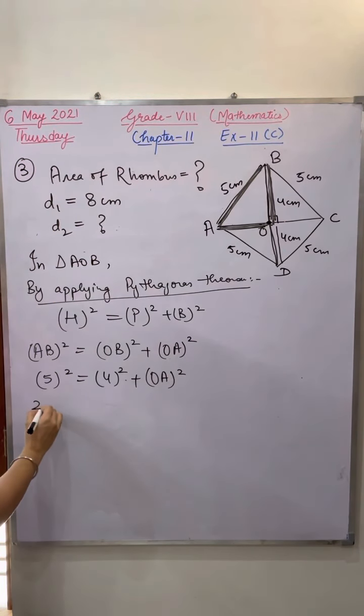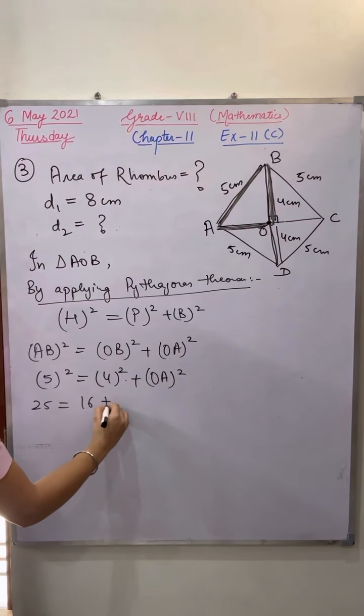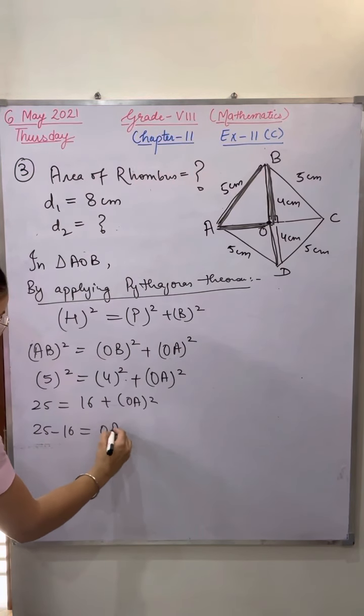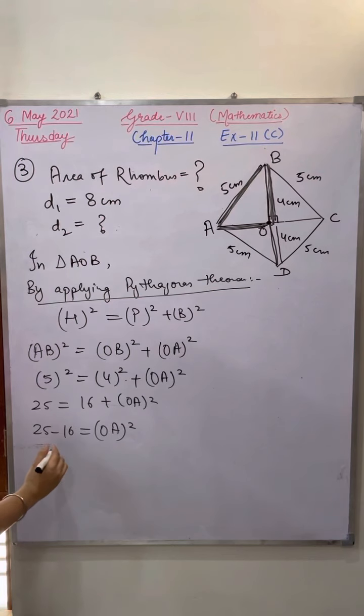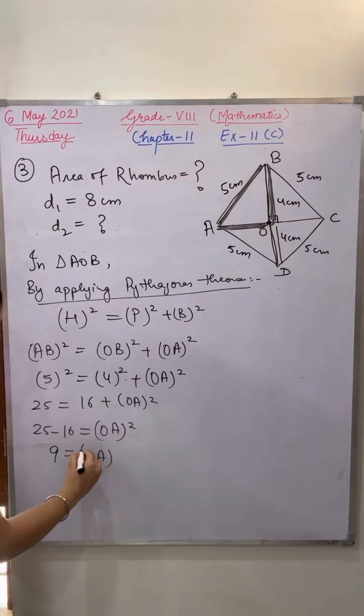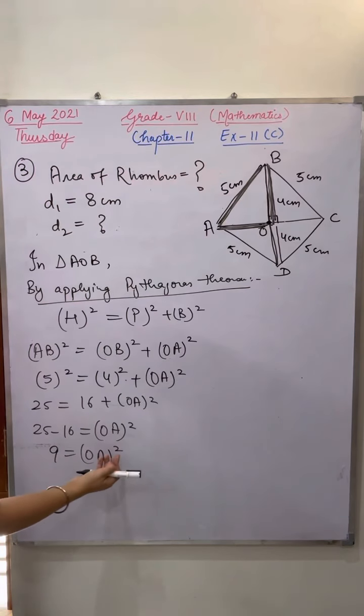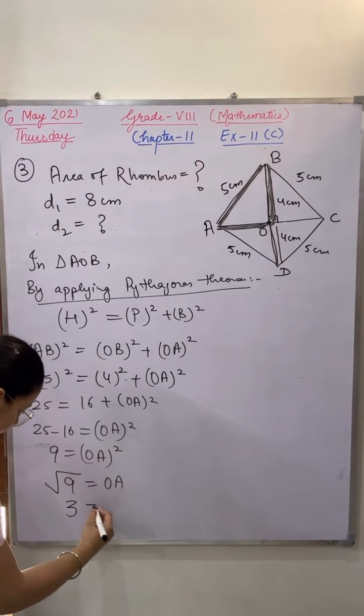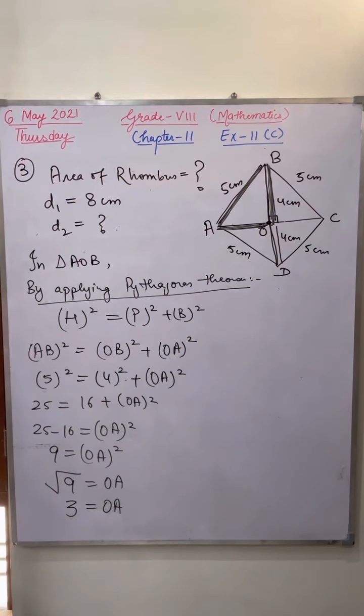So 5 square is 25, is equals to 4 square, 16, plus OA square. 25 minus 16 is equals to OA whole square. 25 minus 16, that is 9, is equals to OA whole square. And I told you that when you remove the square, it will become under root on the opposite side. So under root of 9 is, very good, 9 is a square of 3. Some are saying 4. How? Okay, so 9 is square of 3.